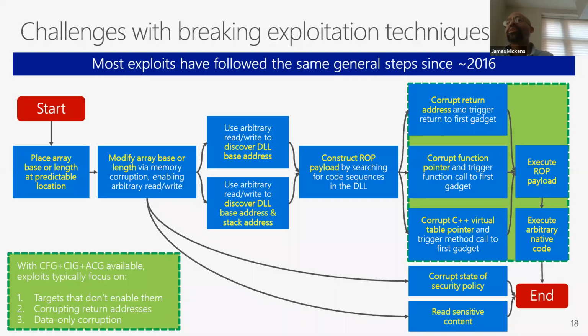And this slide here is also very interesting. It says, here is the general set of high-level steps that many attacks have followed since 2016. I love following directions. It says start over here, and so we shall. In many of these attacks, you place an array at some known location, or at least some predictable location in memory. Then you modify the base of the array, or the length of the array, such that you can use this array to perform reads and writes.